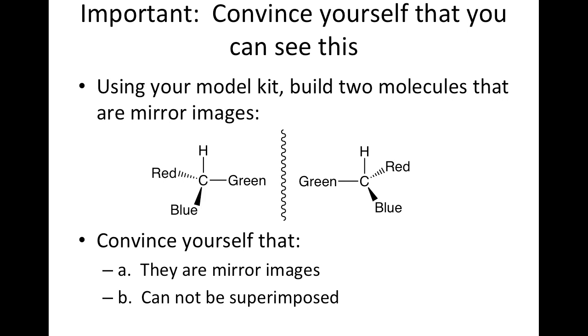Before we begin doing questions and problems with enantiomers, I'd like you to take a few minutes to convince yourself that you can see the following. Using your model kit, I'd like you to build two molecules that are mirror images of each other. You don't have to worry about specific substituents. You can just choose a red, blue, a green atom and a hydrogen and place them around a carbon and build them in such a way that when you hold them up to each other, they're mirror images. After you've done that, I'd like you to A, convince yourself that they're mirror images, and B, convince yourself that these two molecules cannot be superimposed on each other. In other words, that they're different.